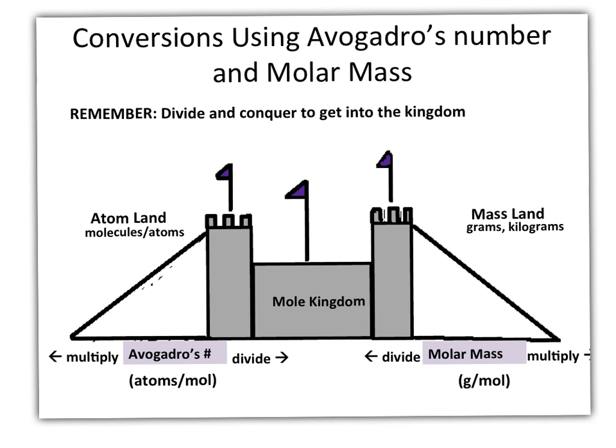Now, the opposite of this is obviously if I'm starting in the mole kingdom and I want to get out of the kingdom into either atom land or mass land, I must multiply. So the mathematical function that you will use anytime that you're leaving moles and going into one of the lands is going to be multiplication. So if I'm going from the mole kingdom into mass land, I'm going to multiply by molar mass. If I'm going from the mole kingdom into atom land, I'm going to multiply by Avogadro's number. So this is the basic premise of how we're going to be utilizing this flowchart from here on out.